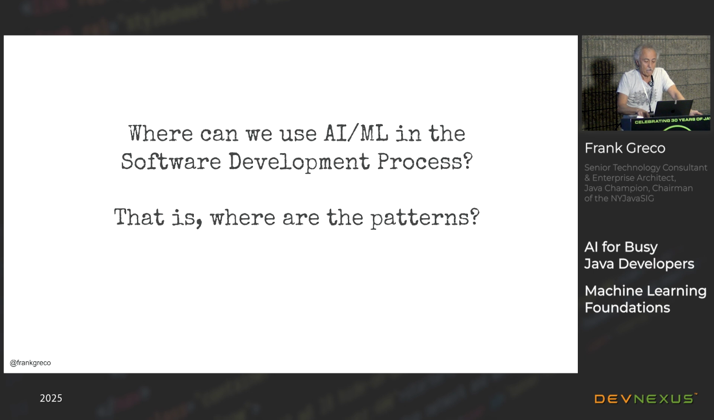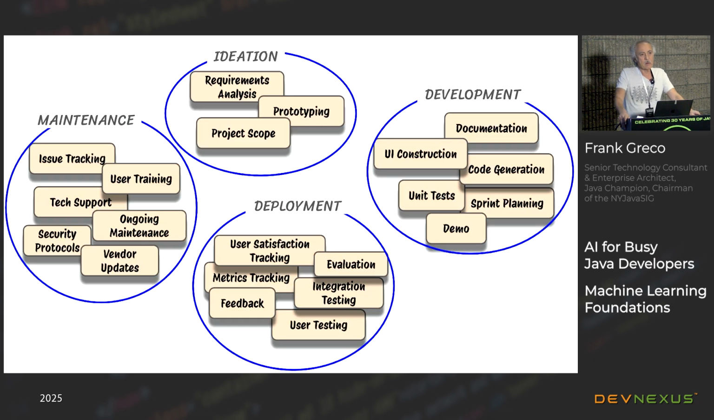But since we're all developers, let's find out where can we use it in the development process. So again, I said, let me think, what do I do on a daily basis? What does a developer do? Okay, we start off, we write requirements, we do prototyping, there's a development phase, that's where we write the code, documentation, unit tests, then we deploy things, put things in production, and then of course there's the lovely aspect of maintenance over on the left-hand side. All of those boxes have patterns.